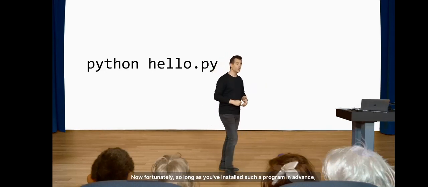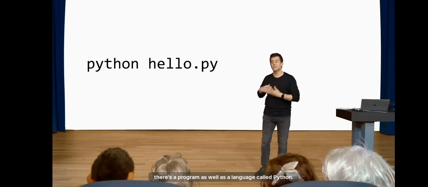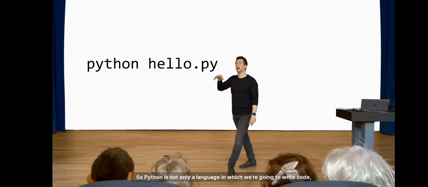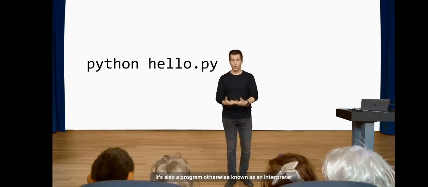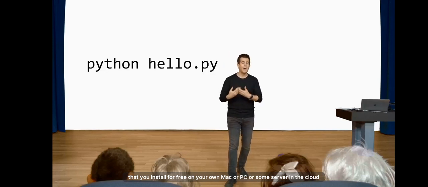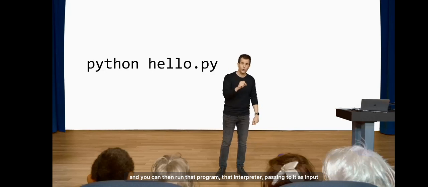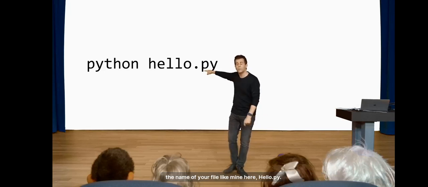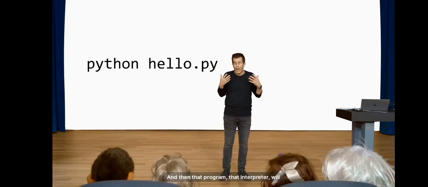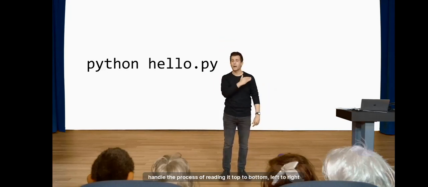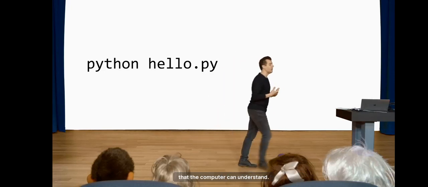Now, fortunately, so long as you've installed such a program in advance, there's a program as well as a language called Python. So Python is not only a language in which we're going to write code, it's also a program, otherwise known as an interpreter, that you install for free on your own Mac or PC or some server in the cloud, and you can then run that program, that interpreter, passing to it as input the name of your file, like mine here, hello.py, and then that program, that interpreter, will handle the process of reading it top to bottom, left to right, and translating it effectively into those zeros and ones that the computer can understand.